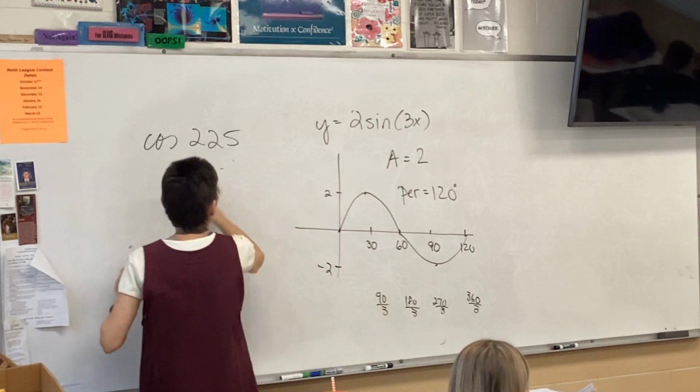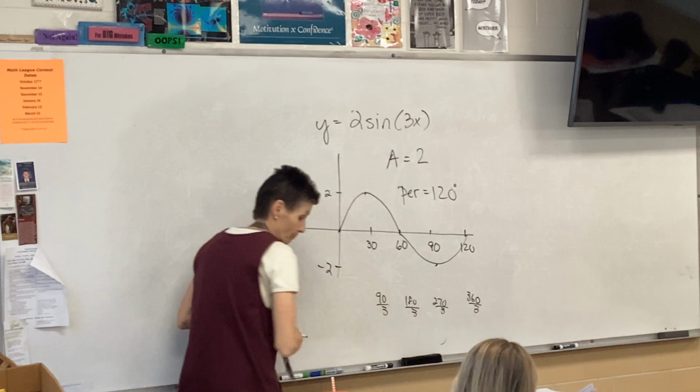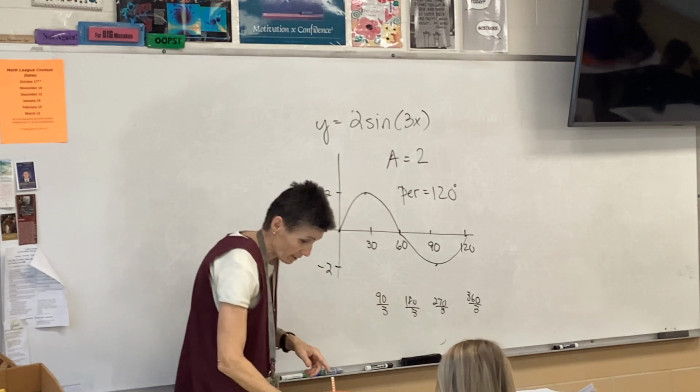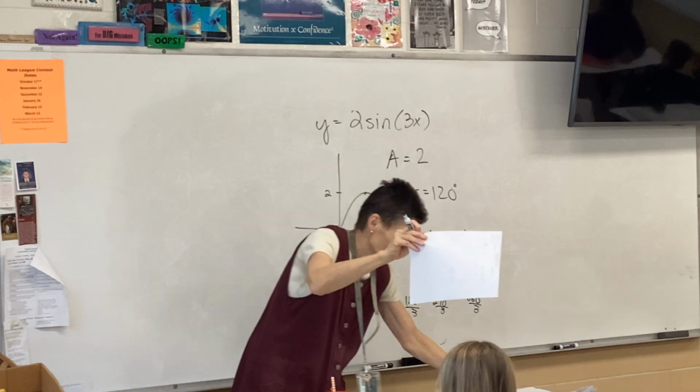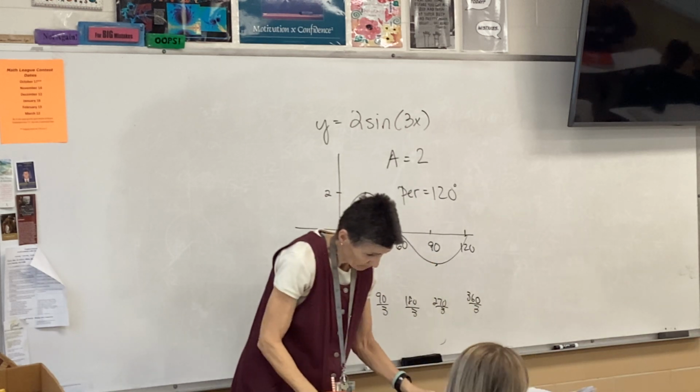And every period is just going to have 4 marks, right? For a sine and cosine, yep.